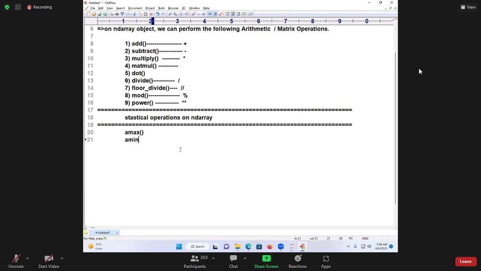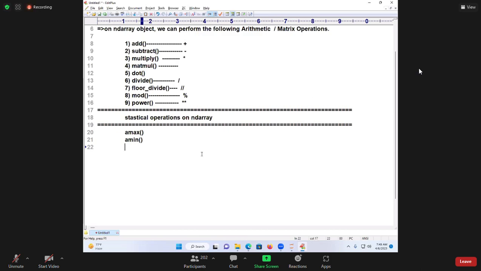Deepak is asking, is it compulsory that both matrices have the same elements for arithmetic operations? Same elements? No, my dear student. The order must match. This is school level mathematics. Suppose you have a 3 by 3 matrix and a 2 by 2 matrix. Can they be added? Not possible. It's basic, my dear student. They are supposed to have the same order.